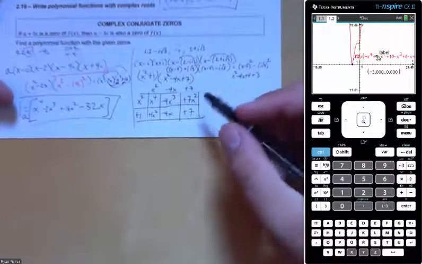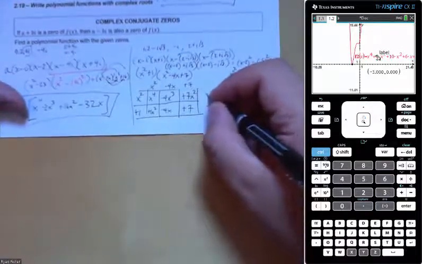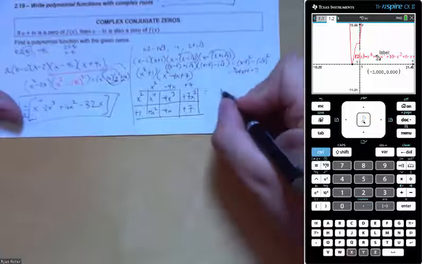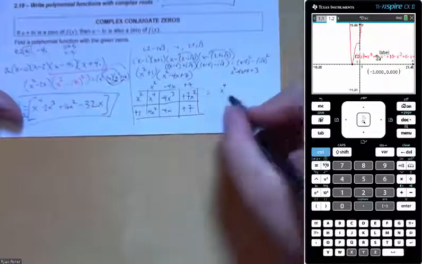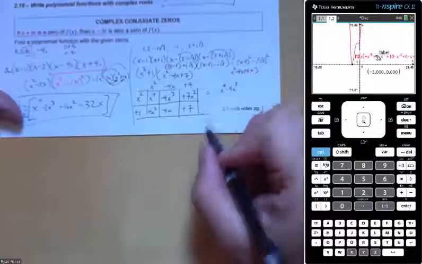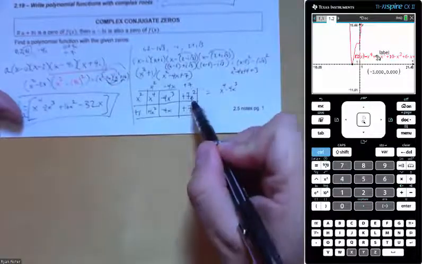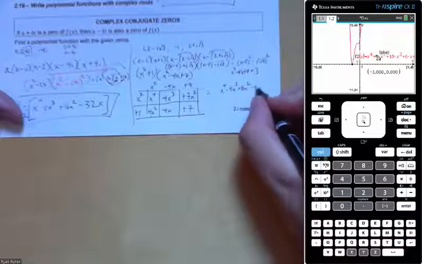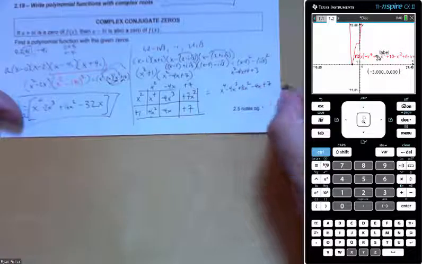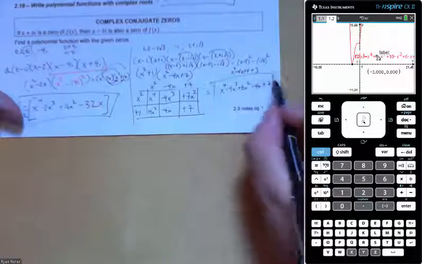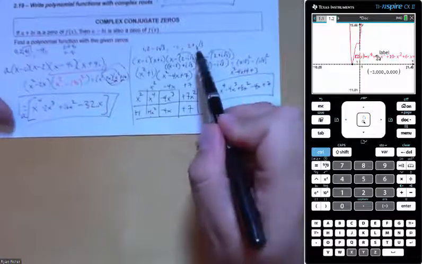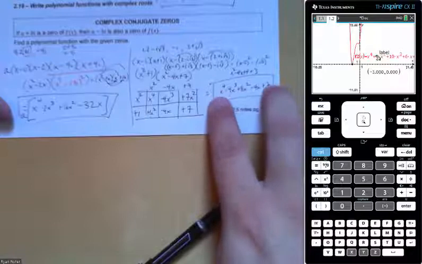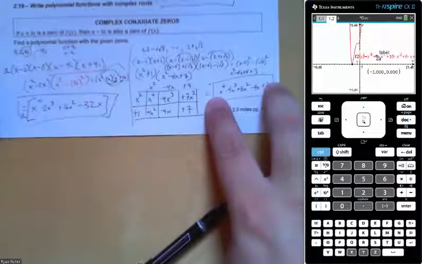So my general polynomial is going to be x to the 4th minus 4x cubed. Combining like terms, 7x squared and 1x squared is 8x squared, minus 4x plus 7. Here's one polynomial with these 4 roots. And again, as we saw in the previous one, you could get many others by just multiplying all of this by some constant.